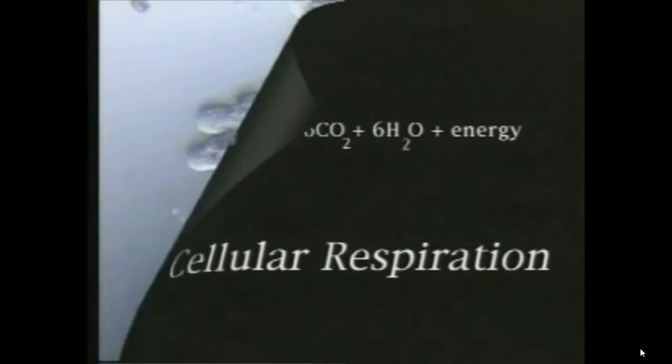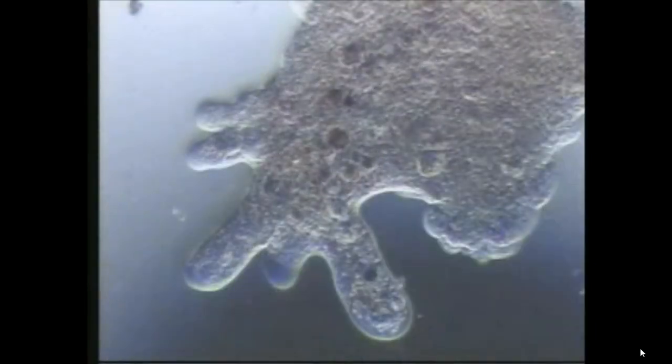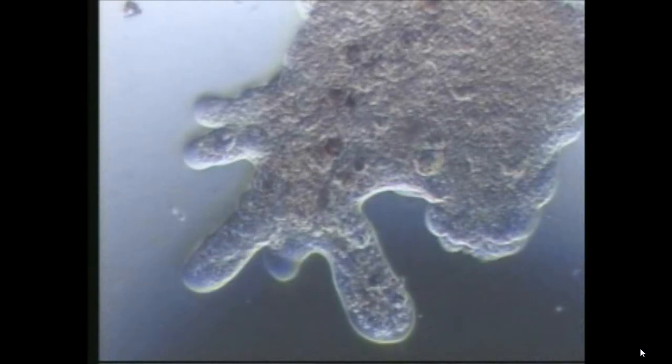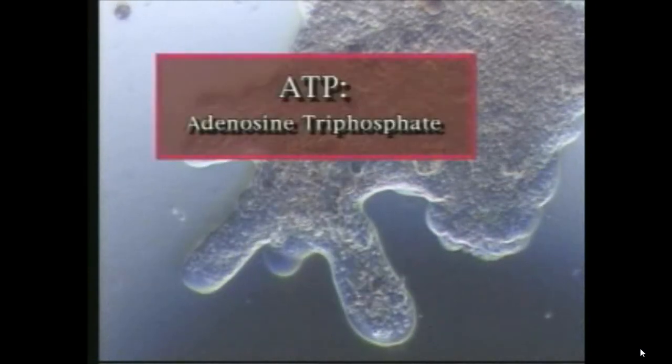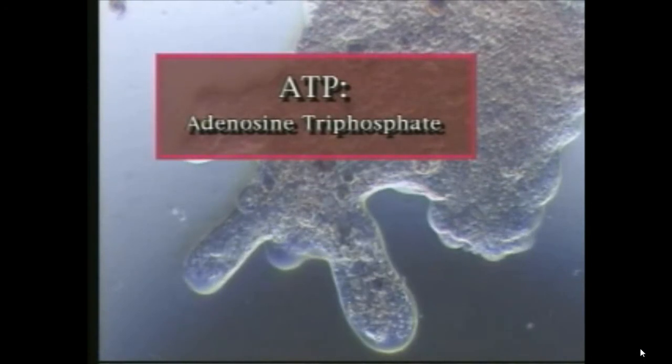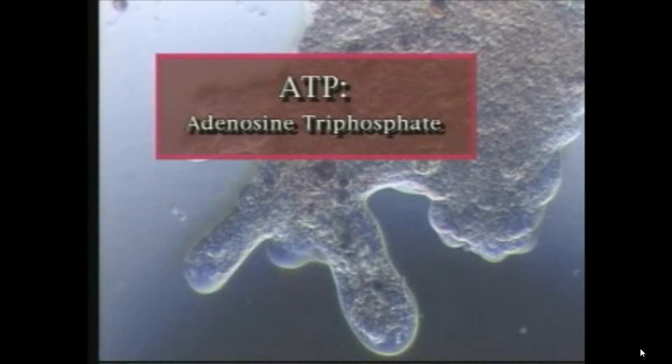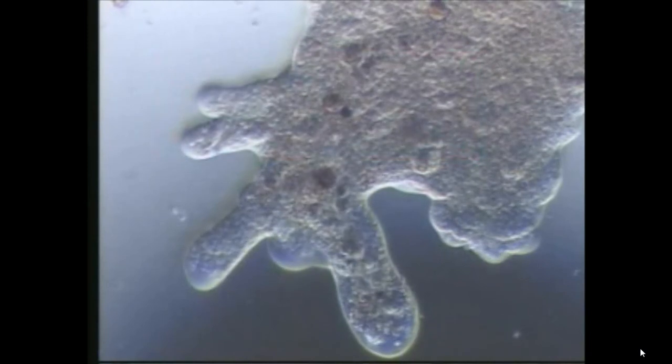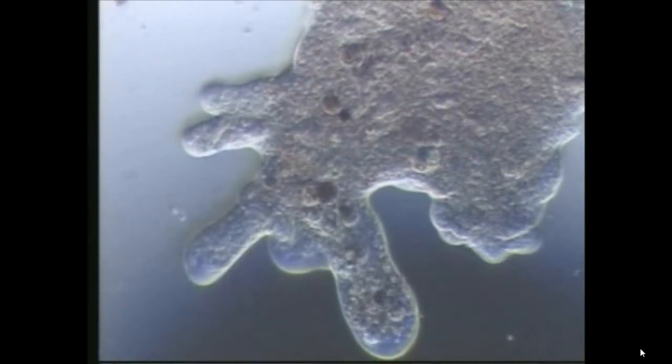Inside of living cells, energy released from glucose ends up being transferred to another chemical compound called adenosine triphosphate, or ATP. And it is ATP that is actually used whenever a cell needs immediate energy to power a life process.